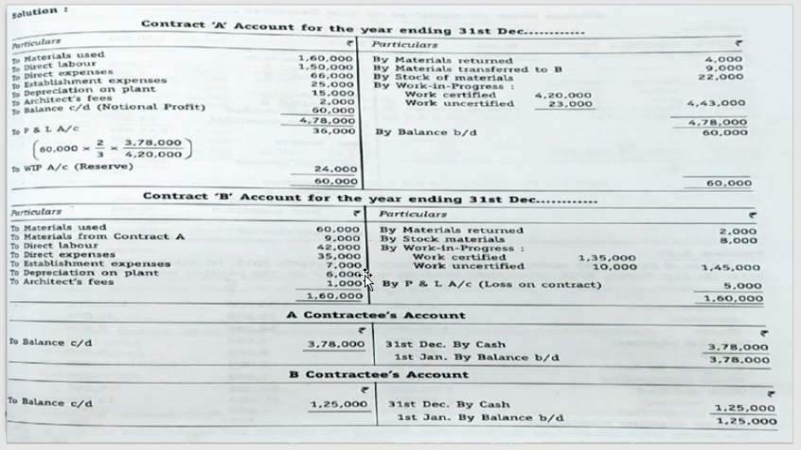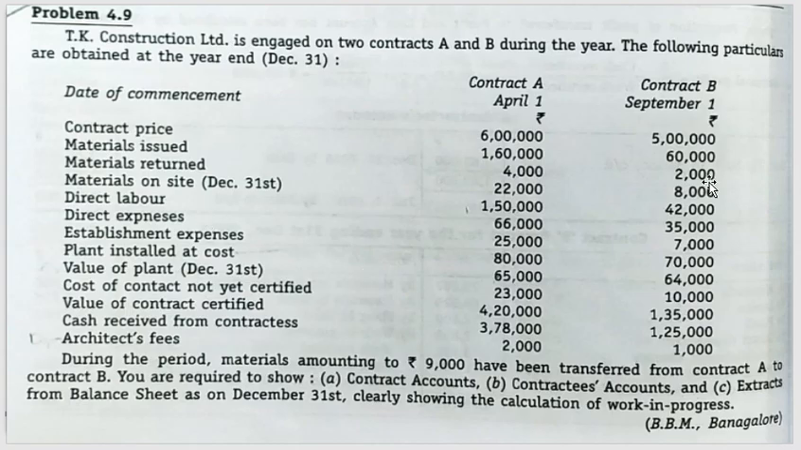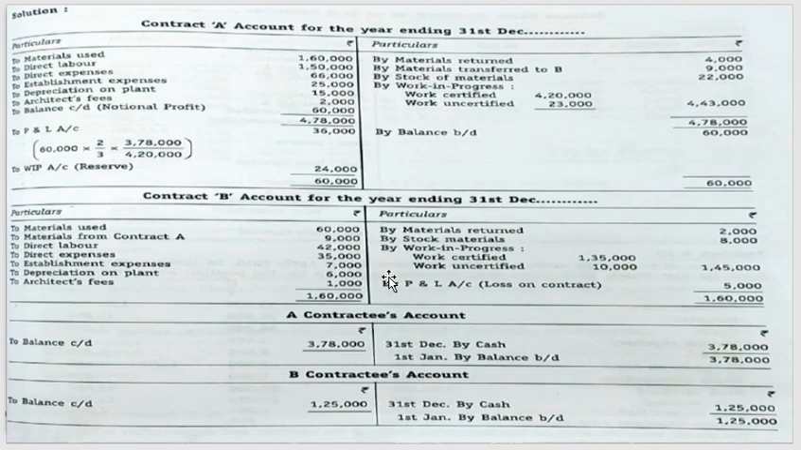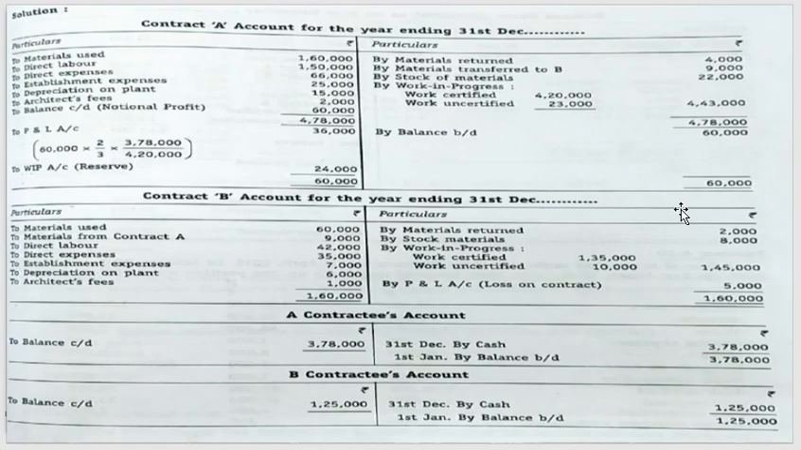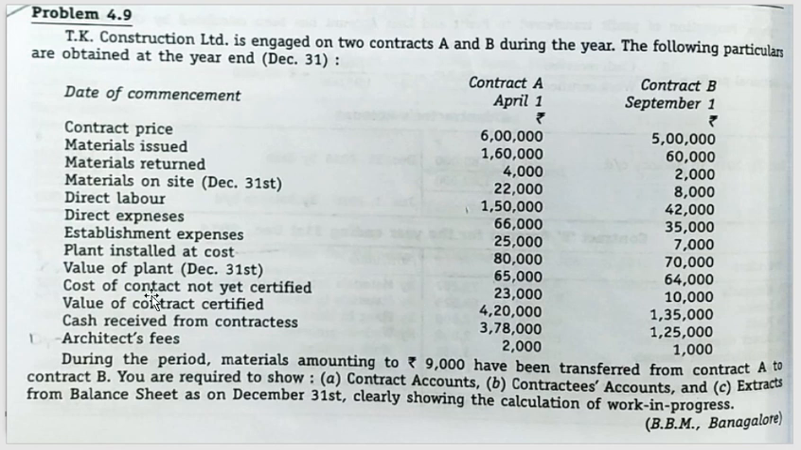Now your debit items are done. For the credit items, you have materials returned, which is stated in the question, 2,000. The other item is any closing balance of materials given in the problem. Yes, materials on site on December 31st is 8,000, so that will also be recorded. Next we have work in progress, under which we have work certified and uncertified. The value of work certified is 1,35,000 and work not certified is 10,000.